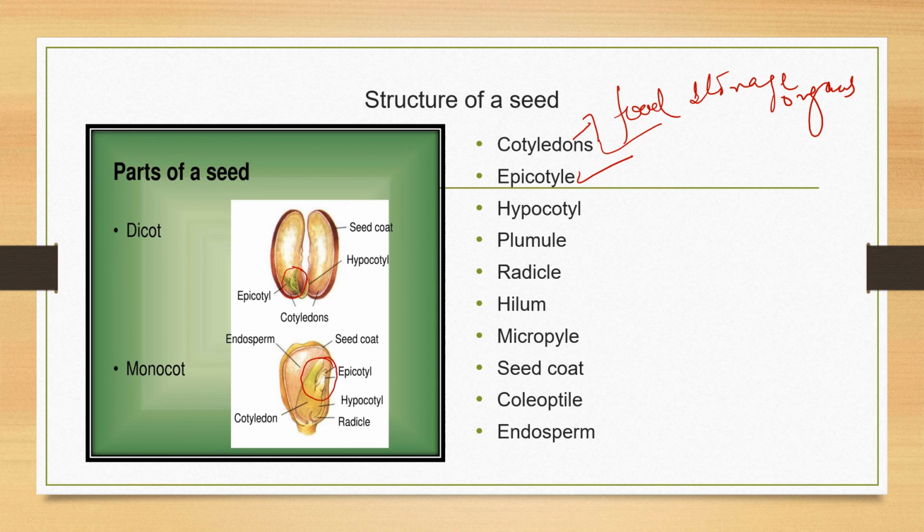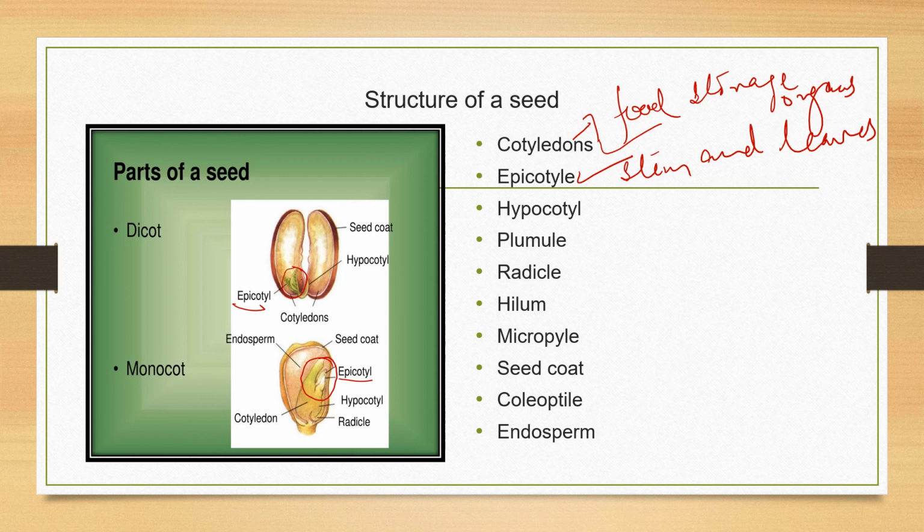So what it is doing actually, it develops into the stem and leaves of the plant. Now in the dicot plant, this is the epicotyle, and in the monocot, this one is the epicotyle. Is it clear? I have given you the labeled diagram, and through this labeled diagram it will be very clear to you which one is the epicotyle.